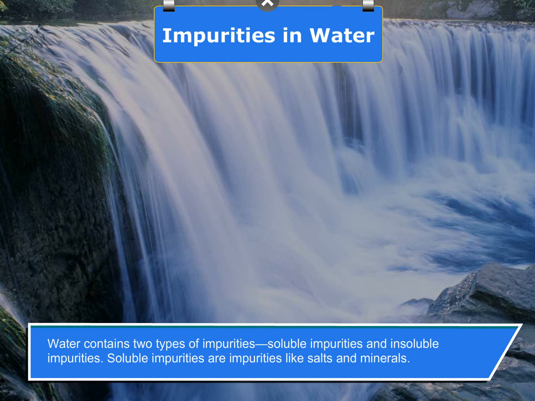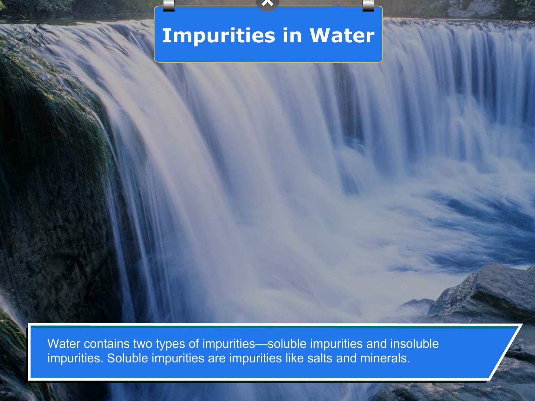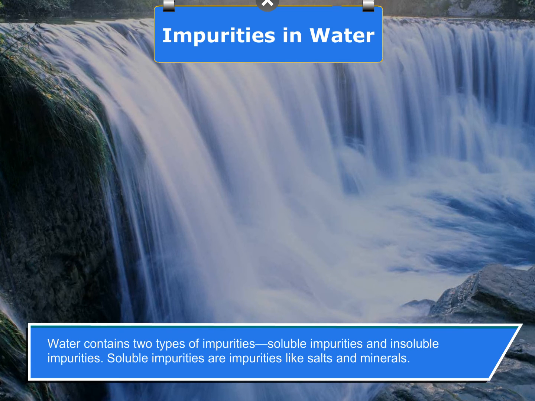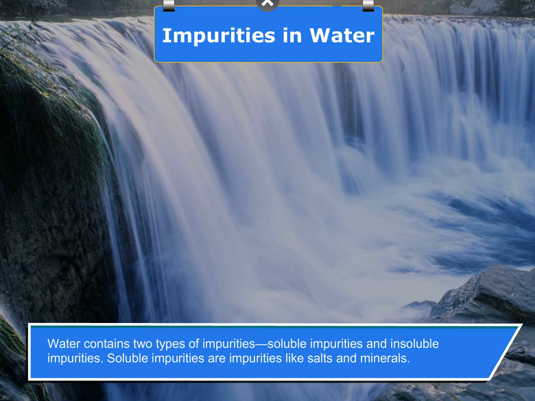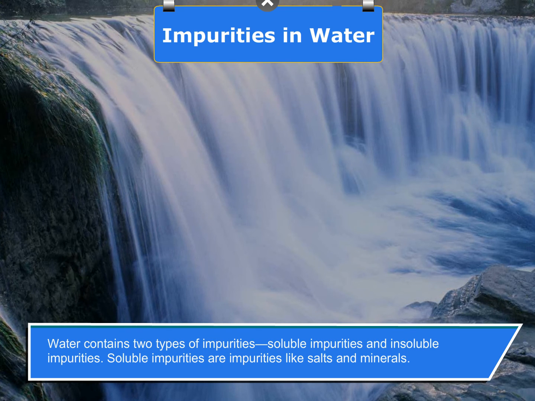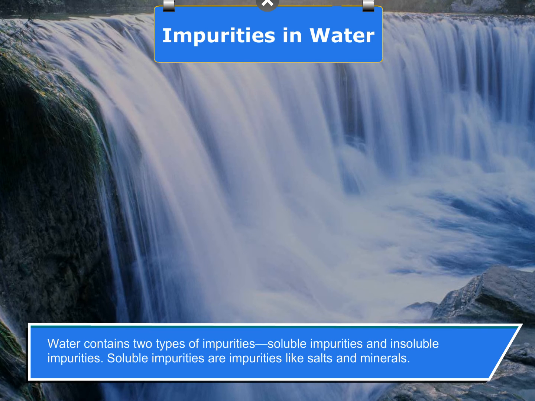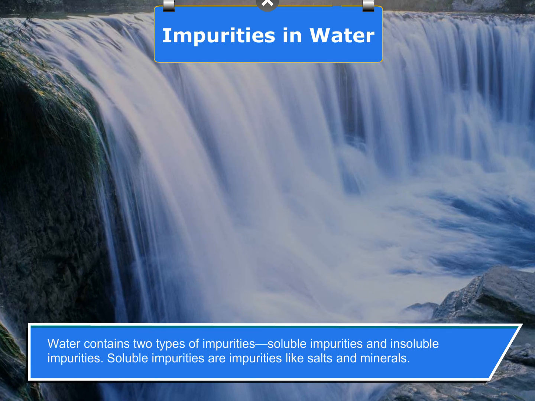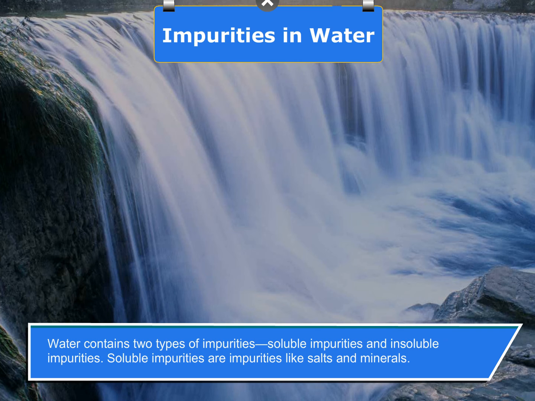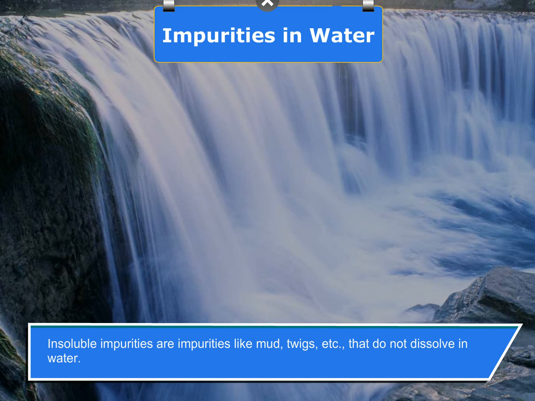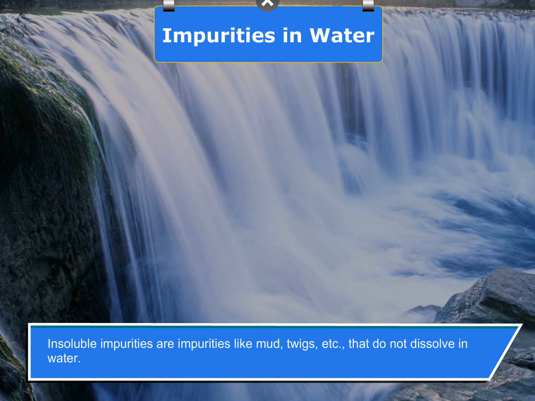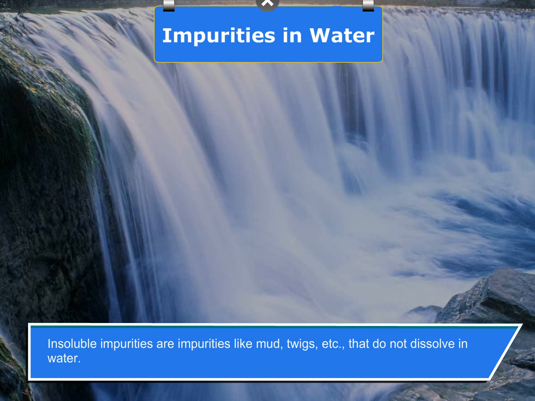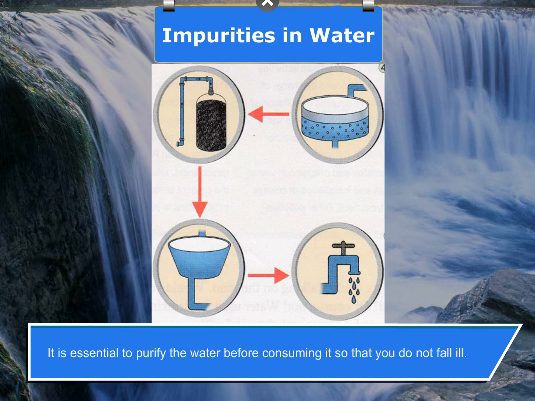Impurities in water. Water contains two types of impurities: soluble impurities and insoluble impurities. Soluble impurities are impurities like salts and minerals. Insoluble impurities are impurities like mud, twigs, etc. that do not dissolve in water.